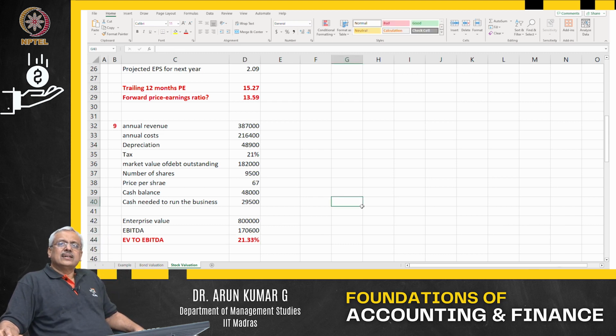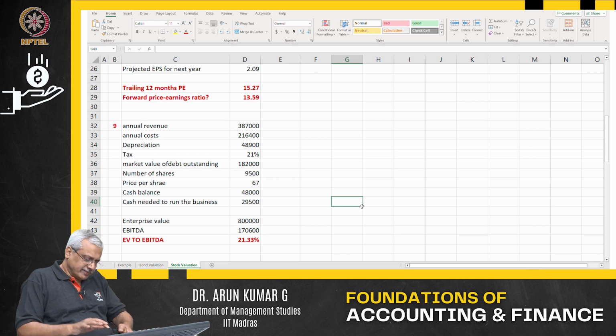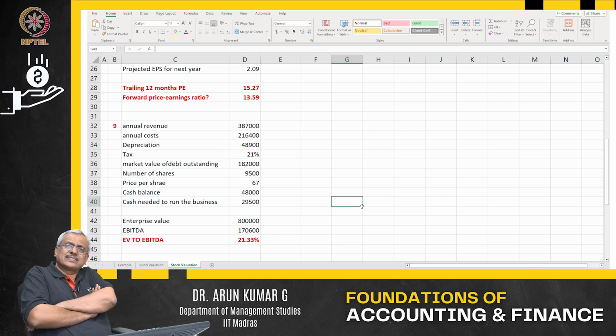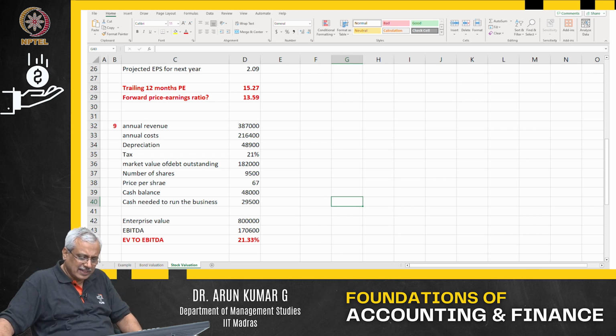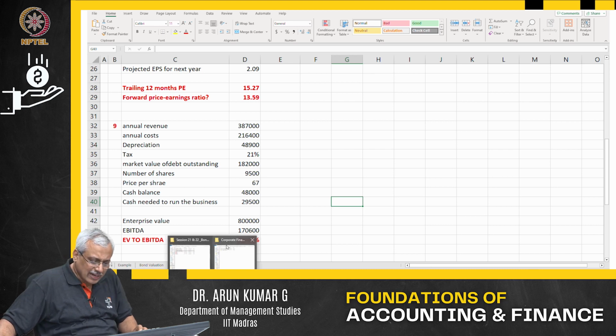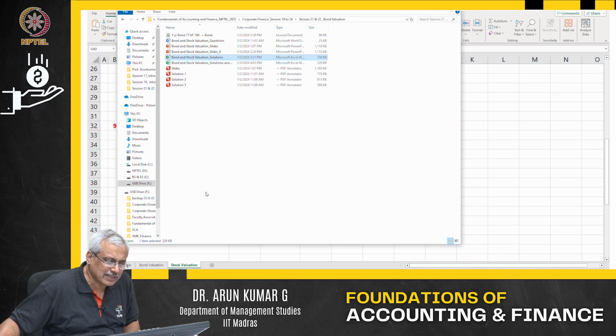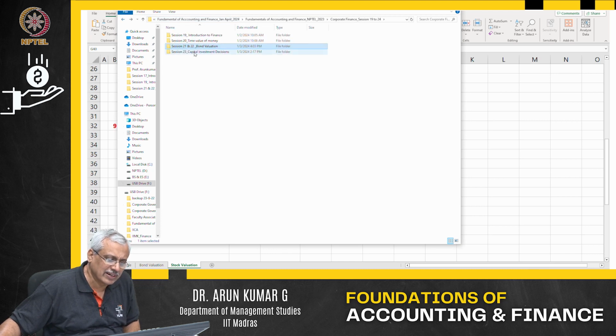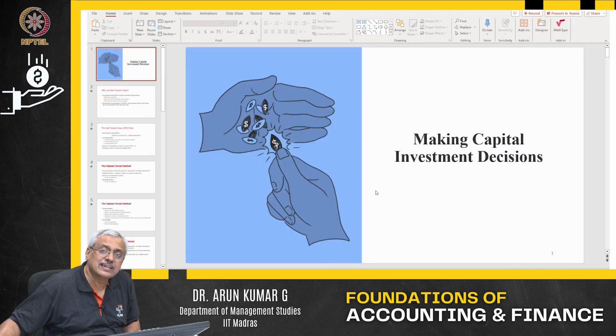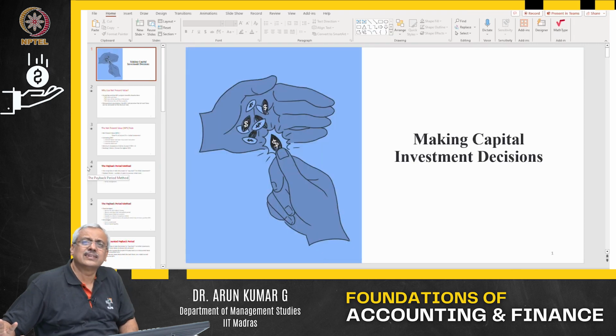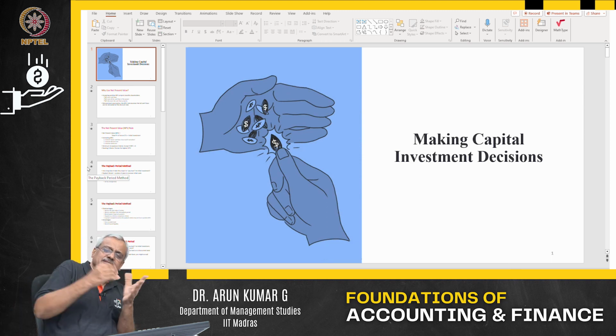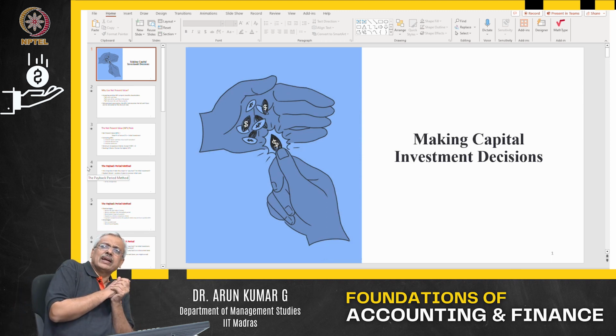Okay, with this, we close valuations of equity and bonds. We move to the next stage, a little more on valuing, looking at the alternative projects and so on and so forth. Or what we call making capital investment decisions. That is what I said. We are looking at alternative projects, capital investment decisions. How do you make investment decisions?